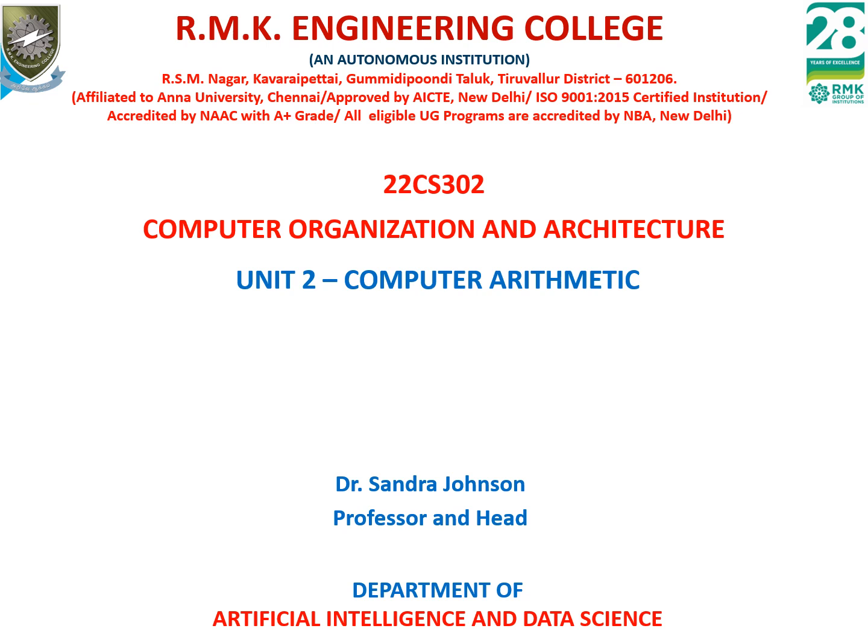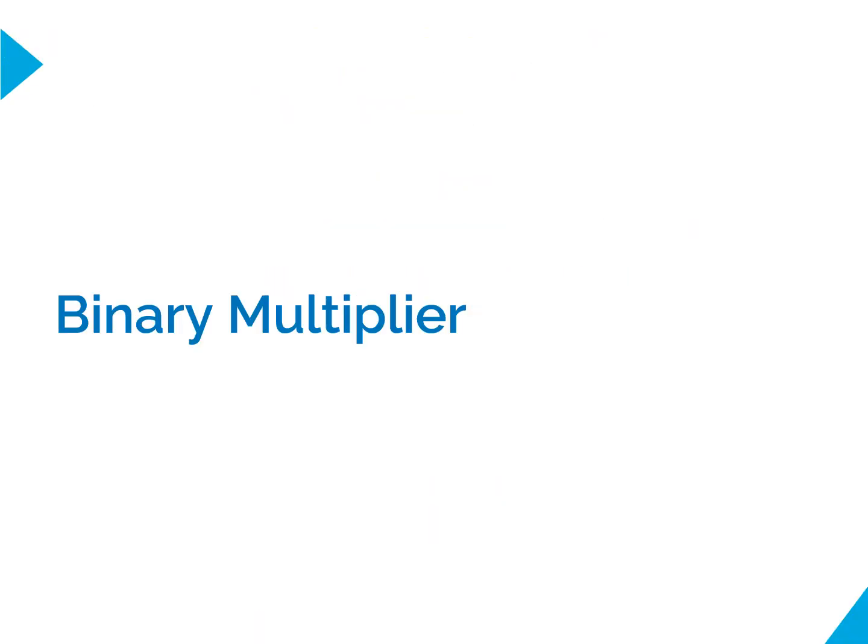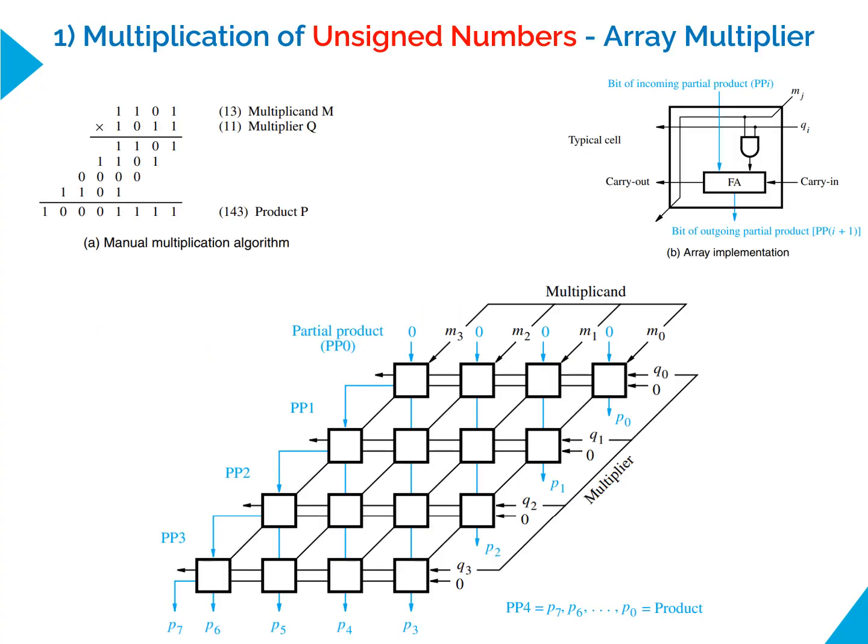Hello everyone. In this session, we will be discussing Unit 2, which talks about computer arithmetic. And in that, we will discuss the binary multiplier. We have different types of multipliers. The first multiplier is the array multiplier.